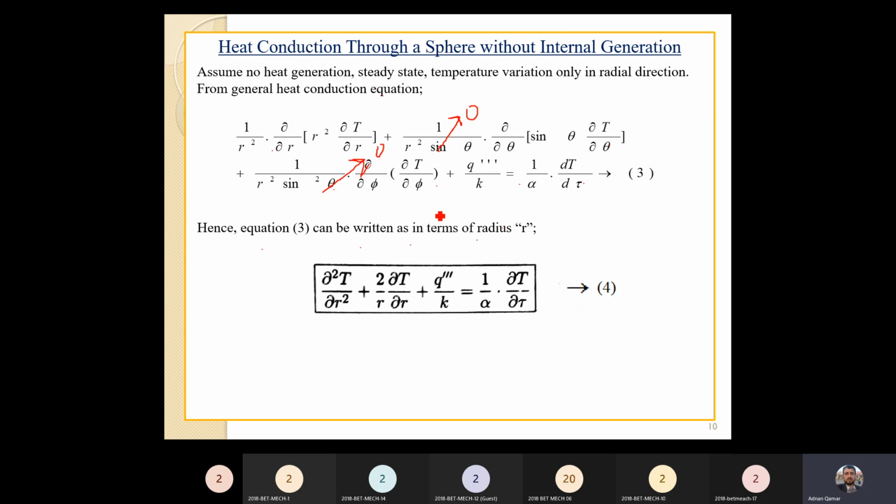So since there is no internal heat generation, this term would also be 0. This would also be 0. So if you take a derivative of this term, the only one that is left, you will get partial square T over partial R square plus 2 over R partial T over partial R is equal to 1 over alpha partial T over partial tau.